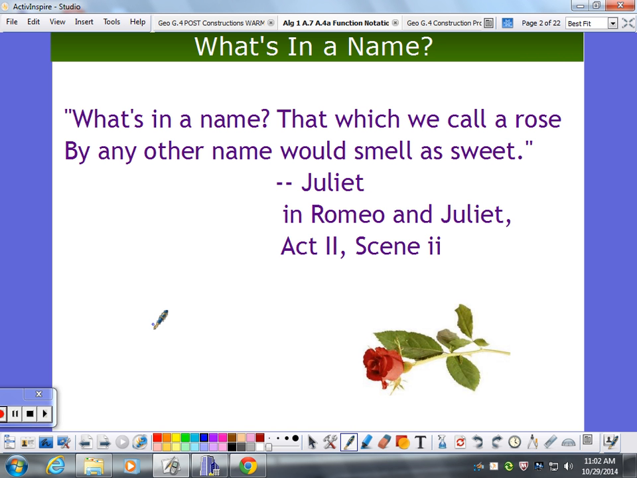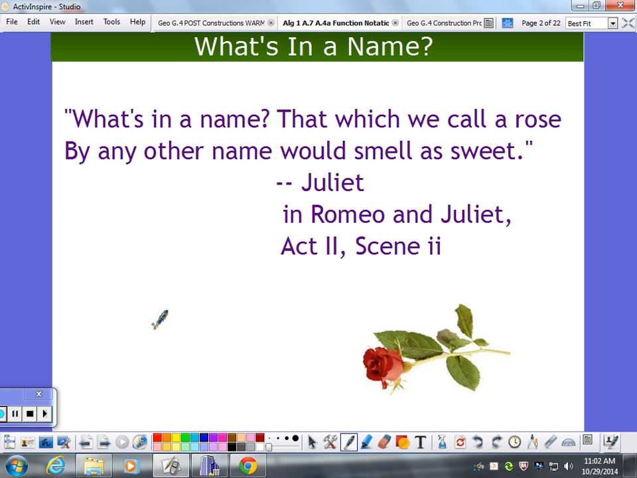What's going on with Romeo and Juliet is there are two young people, right? They love each other, am I right? But they come from families who hate each other. So their families say they can't see each other. So she says, what's in a name? That which we call a rose by any other name would smell as sweet, right?